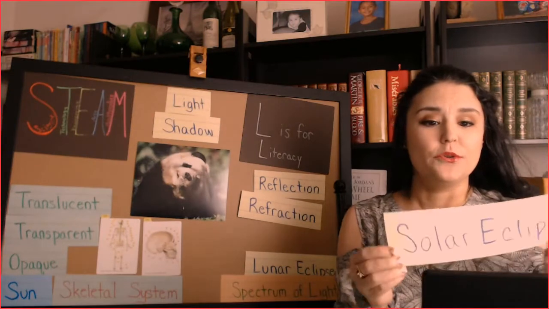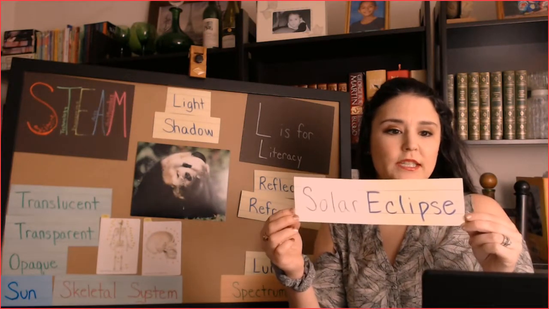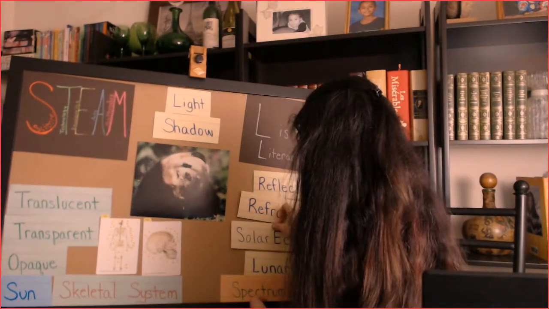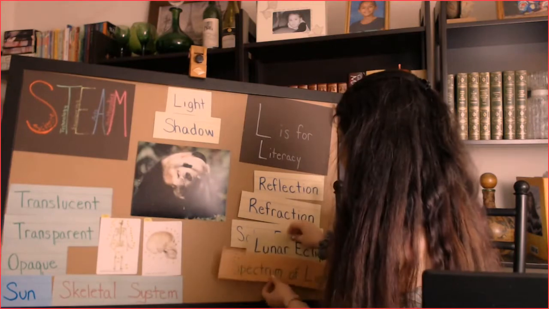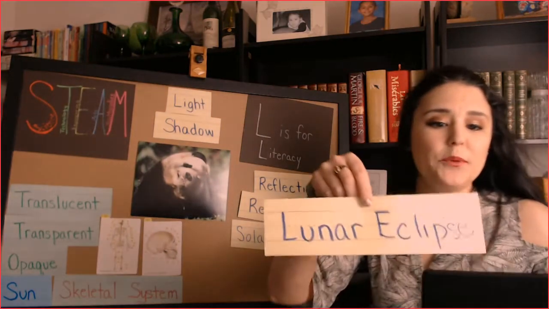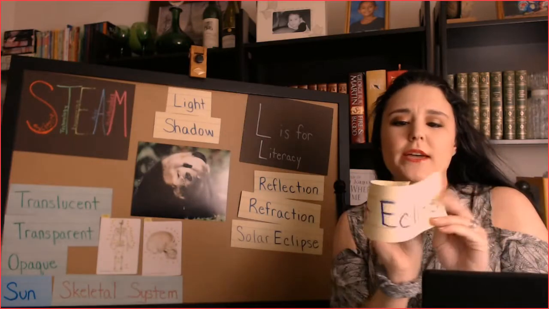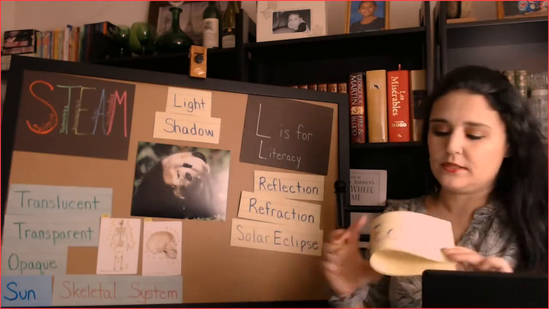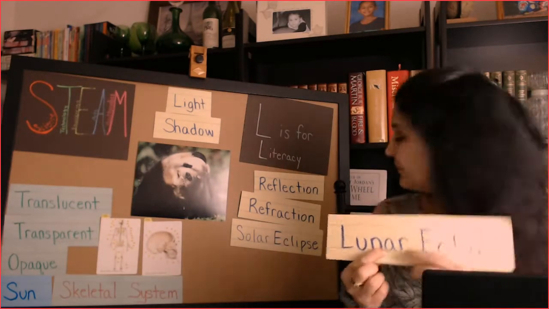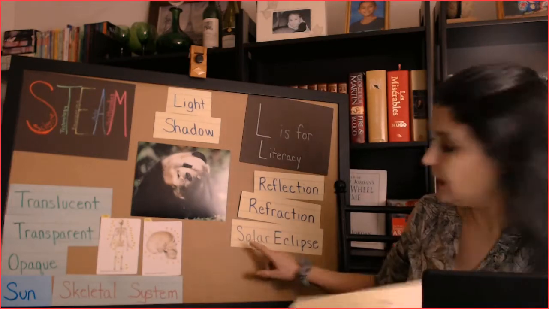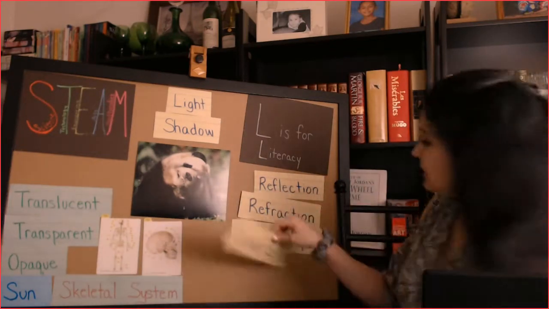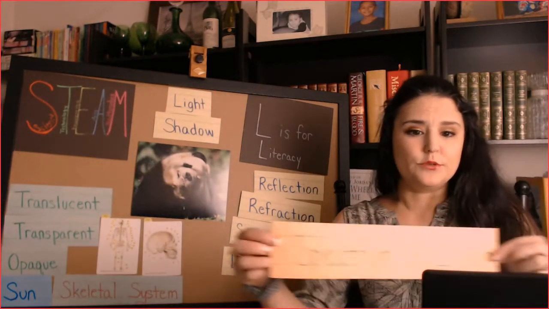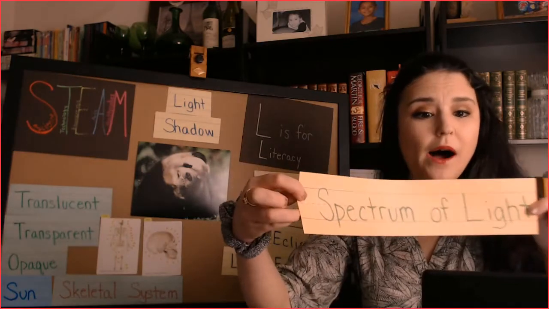And I'm going to show you what a solar eclipse looks like, and what a lunar eclipse looks like. Remember we talked about when you're reading words? So this is the word eclipse. And it's the same. Solar eclipse, lunar eclipse. A solar eclipse just means the sun. And a lunar eclipse just means the moon. And we are going to talk about the spectrum of light.